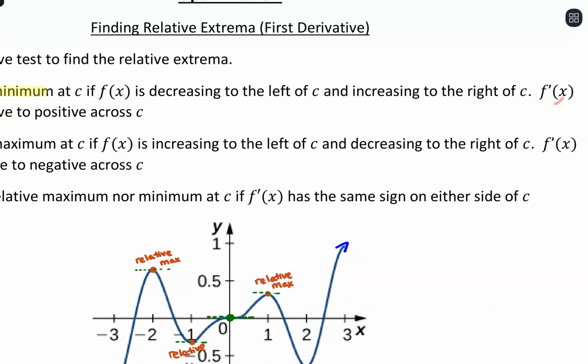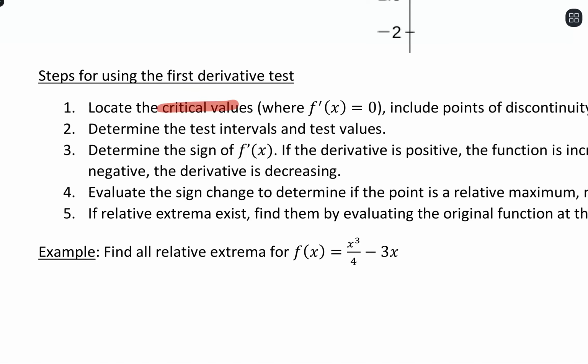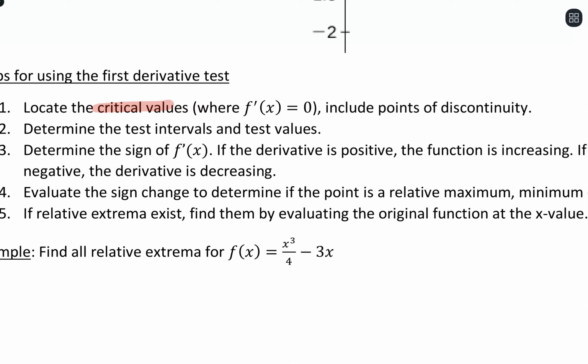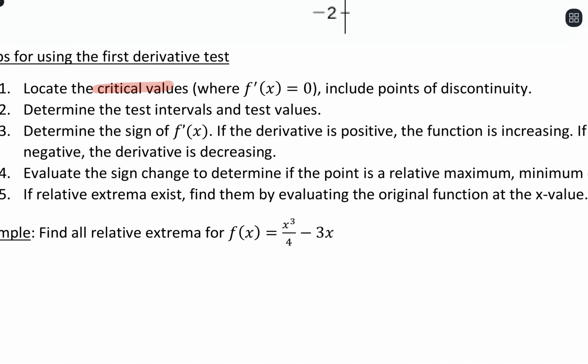All right, so let's try this out. So we're going to go through using this first derivative test. So first thing we're going to do is find our critical values. And we also want to include points of discontinuity with these. We want to evaluate those as well. So we'll include those when we can.